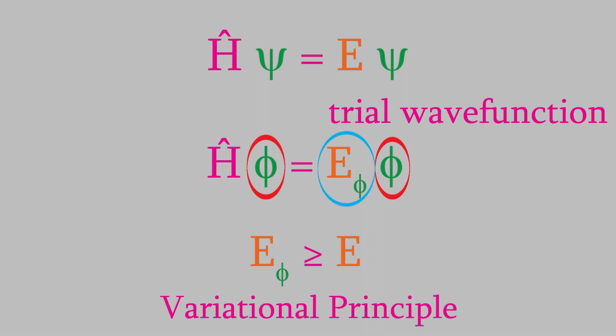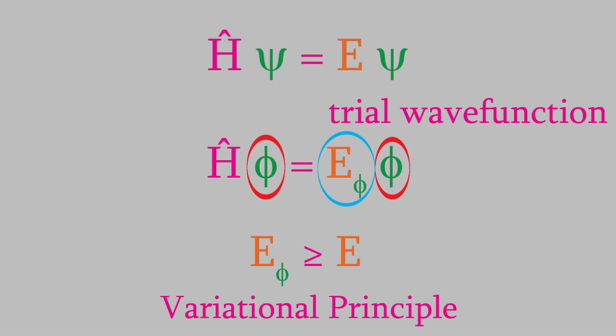As I mentioned, the better our trial wave function, the closer E phi will be to the true energy. It'll still be higher than the real energy, but it could be very, very close if our trial wave function is especially good. So, what should we use for the trial wave function?